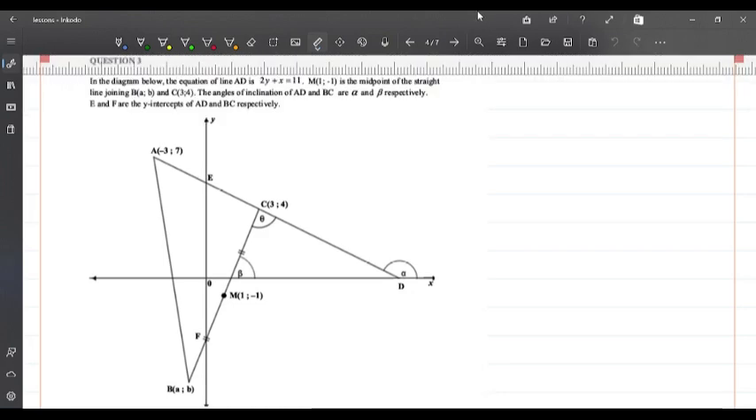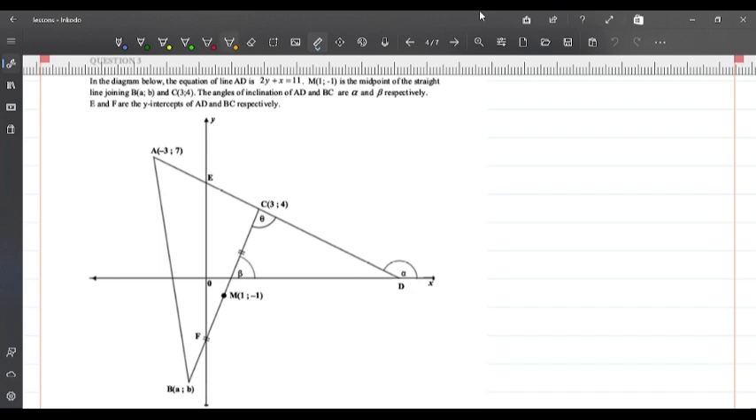So in this video, we're going to be looking into this analytical geometry exam question. Now in the diagram below, we're given the equation of line AD, which is 2y plus x equals 11. So the first step is for me to write this equation in terms of y, in standard form. How would I go about doing that? I'm going to take the x to the other side.